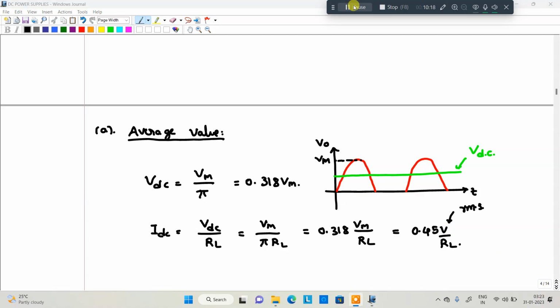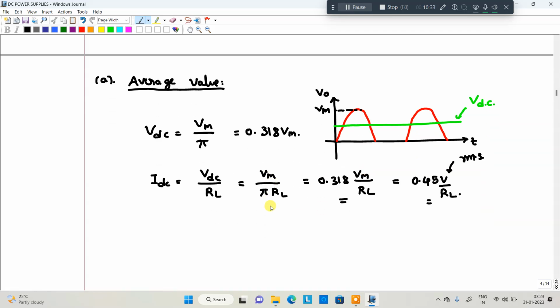Okay. In the examination, if you know the maximum value, use this formula. If the RMS value is given directly, we use this formula. Of course, you can multiply 0.318 into root 2, but in the examination, time is consuming, right? That's why you can use that. After that, the RMS value: IRMS is equal to Im by 2, because it is a half wave rectifier. Im by 2 is equivalent to 0.5 Im.